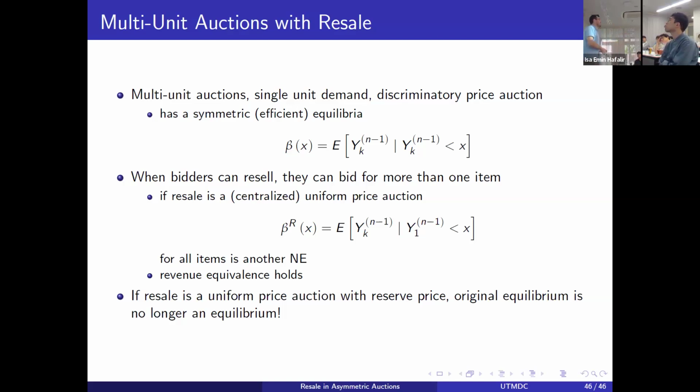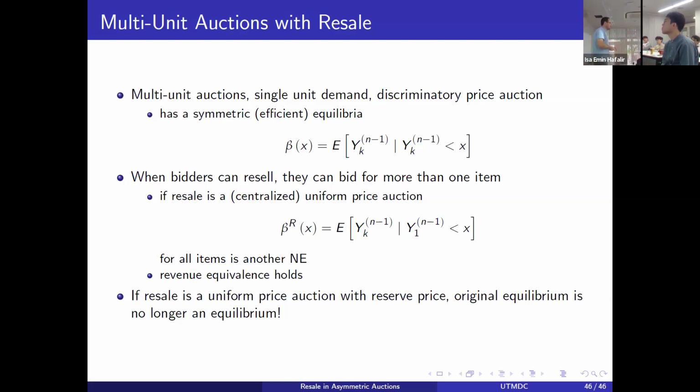So if they cannot use reserve prices, if they cannot use an optimal auction, but will have to use some kind of auction that is efficient, then this remains an equilibrium. But if they can use reserve prices, this is no longer an equilibrium.